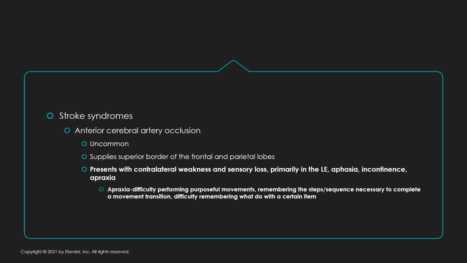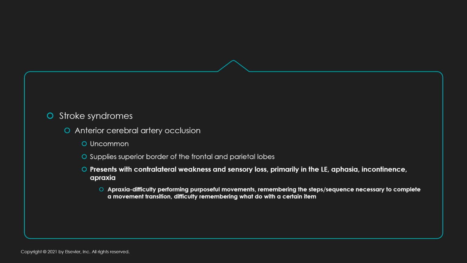I think that's chapter 3 from this textbook. But if you would like to look at those to connect those dots, you can look at that vascularization. But these CVAs are uncommon. It supplies the superior border of the frontal and parietal lobes, and these patients present with contralateral weakness and sensory loss, primarily in the lower extremity, aphasia, incontinence, and apraxia.